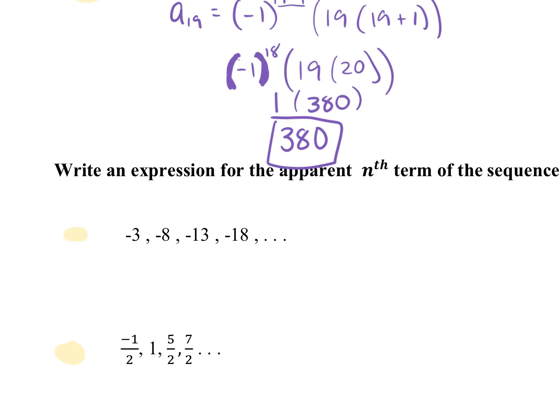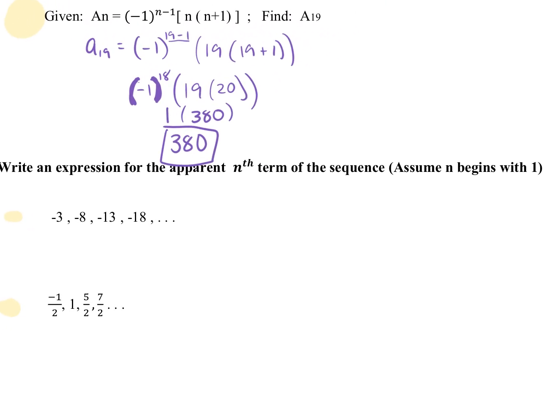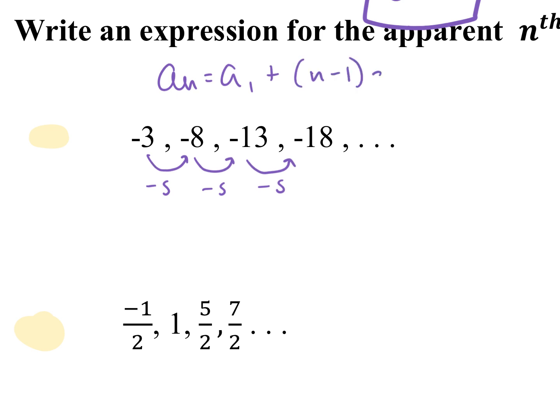All right, let's look at the next one. So you have to write the expression for the apparent nth term of the sequence. So first we want to figure out if it's geometric or arithmetic. Am I adding to get from one number to the next here? If so, what am I adding? Negative 5. Negative 5, negative 5. Perfect. So our formula, would this be arithmetic or geometric? Arithmetic. So our arithmetic formula is a sub n is equal to a sub 1 plus n minus 1 times d.